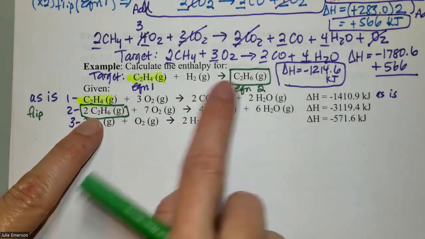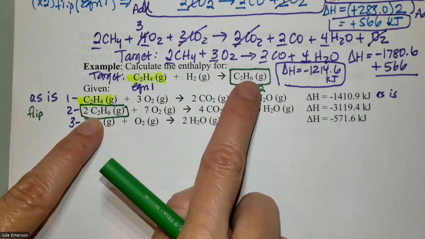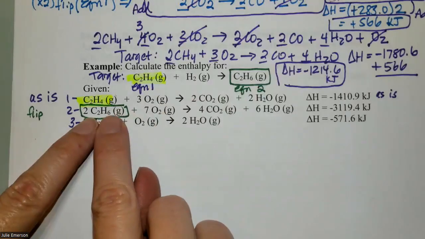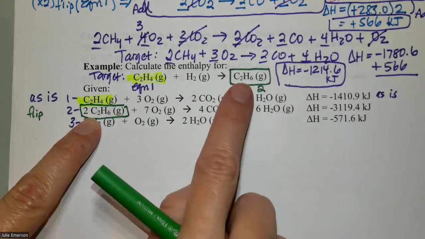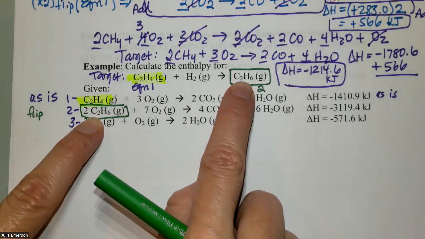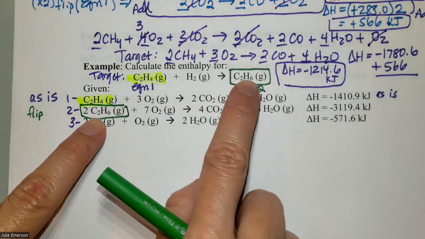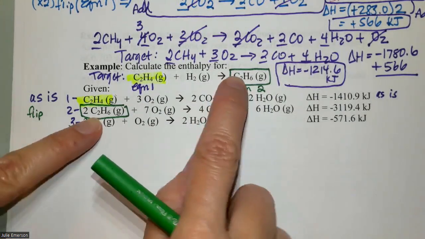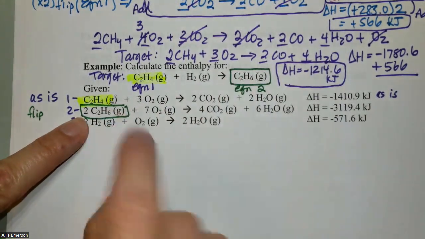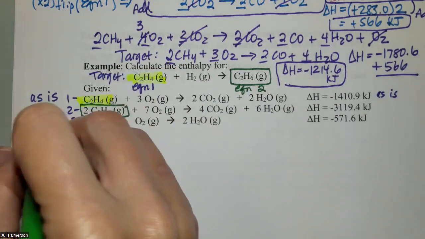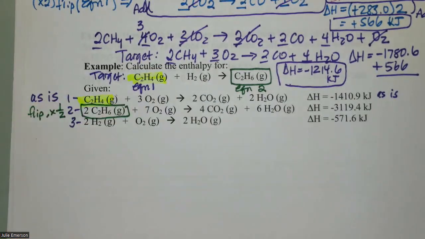So you look for those discrete substances, right? The ethane in my target equation is only here in equation 2. So what do I need to do? Well, I need to flip it. We talked about that. I need it on the product side. It's on the reactant side. And then the other thing is I only need 1 ethane, and in my given equation, it's got a 2 in front. So I'm also going to have to multiply. In this case, it's going to be by 1/2. I need to cut it by 1/2.